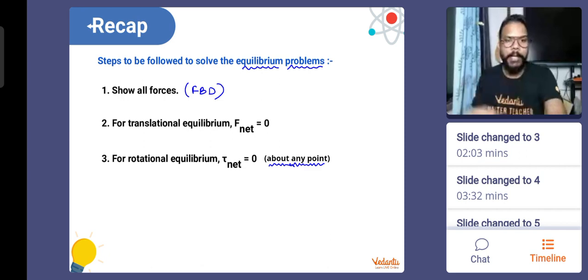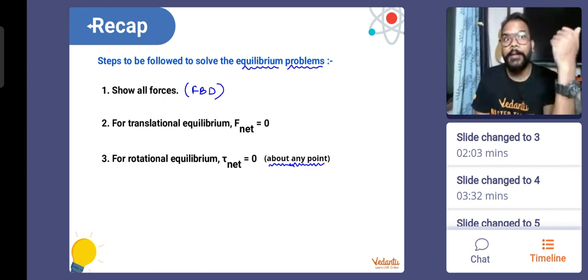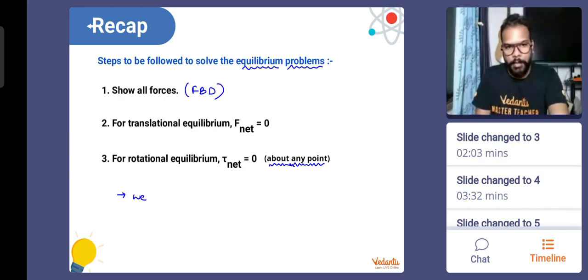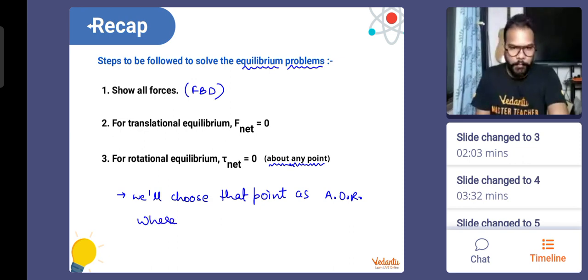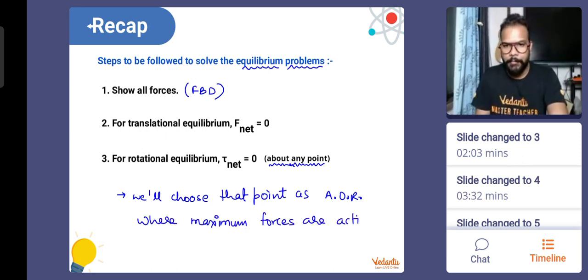Okay, so that's a very important point. I told you that's one thing which will help you, and in fact, we will always choose that point as our axis of rotation. We'll choose that point as AOR, where maximum forces are acting, so that their torque becomes 0 about that point and becomes easier for us mathematically to solve the question. Okay, so this is what we did last time.